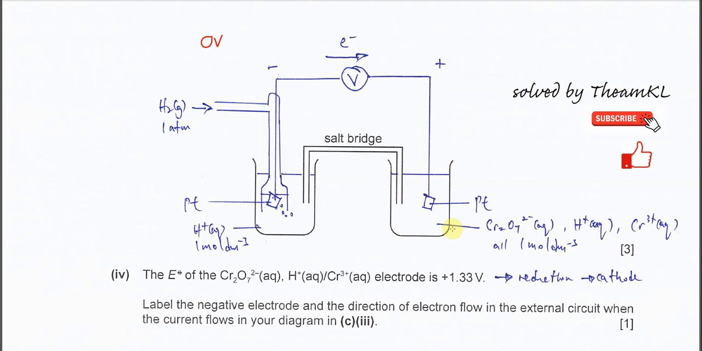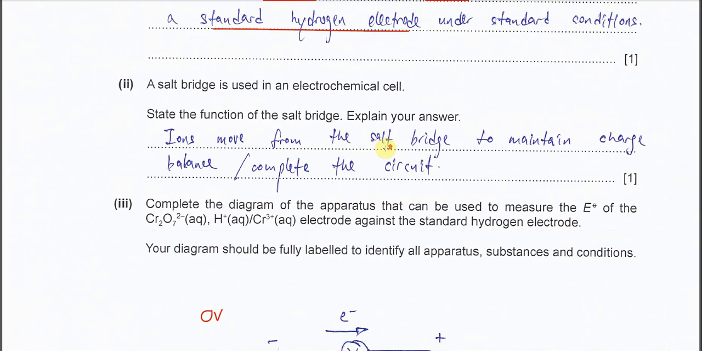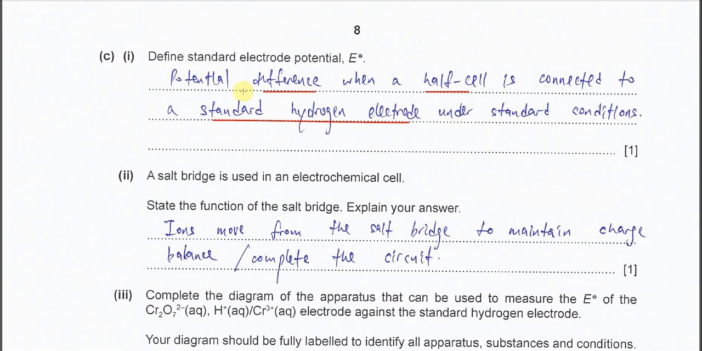When one half cell is connected to the SHE, we can easily get the potential of this half cell through the voltmeter. In this case, this half cell will show 1.33 volts. So this is how we get the standard reduction potential for any half cell, or the potential of any half cell, just by comparison with the SHE. Again, this is the potential difference when a half cell is connected to the standard hydrogen electrode.